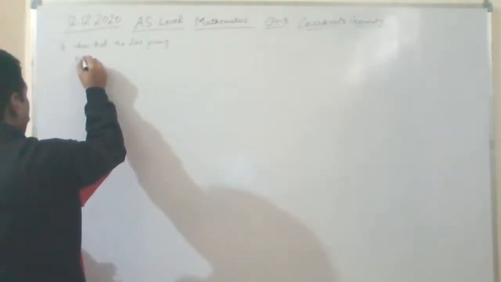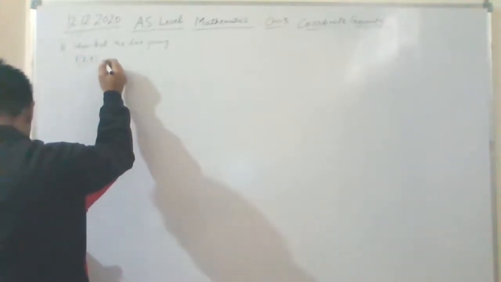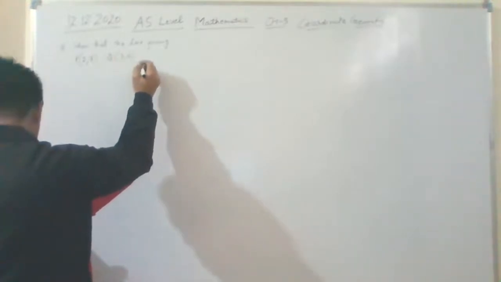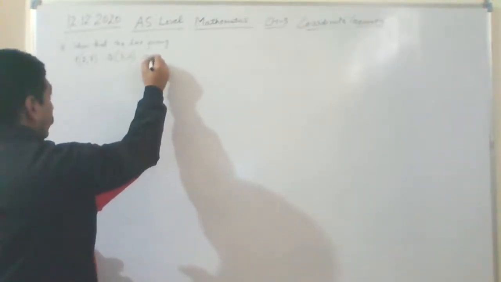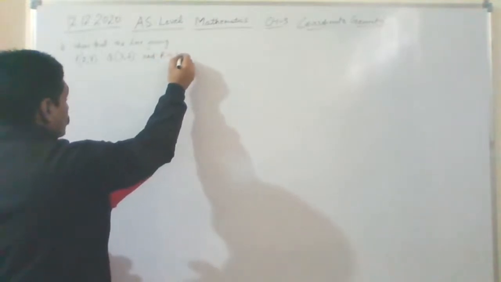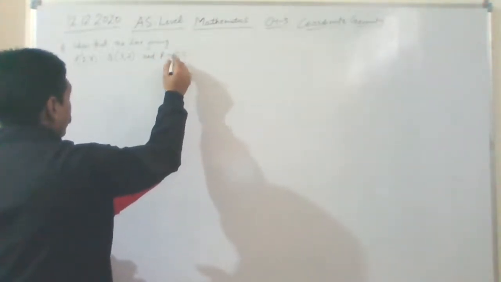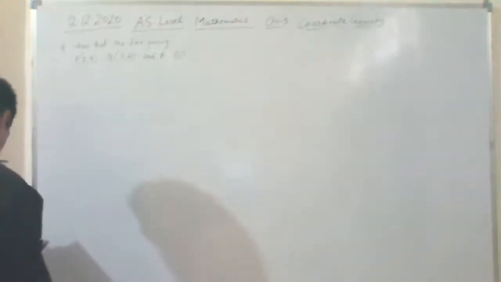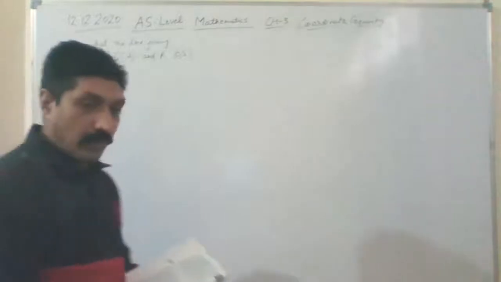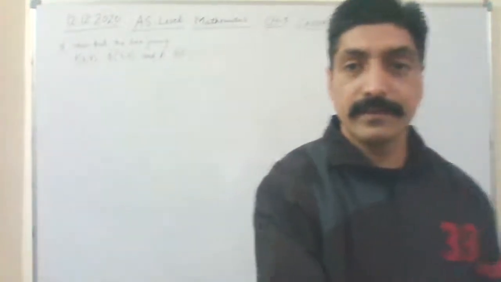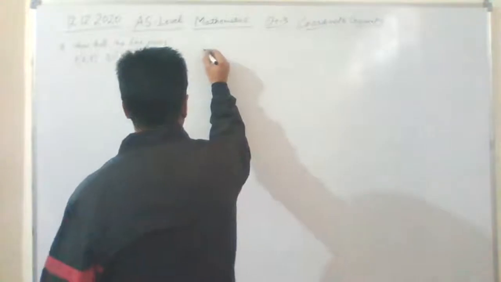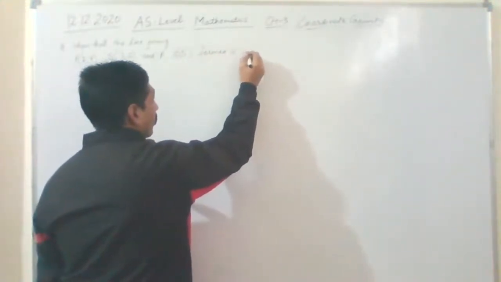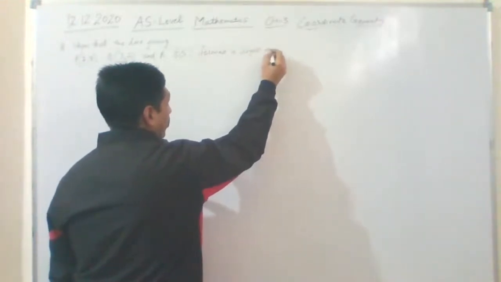P 2, 7, Q 3, 2, and R 0, 5, right, form a right angle triangle.